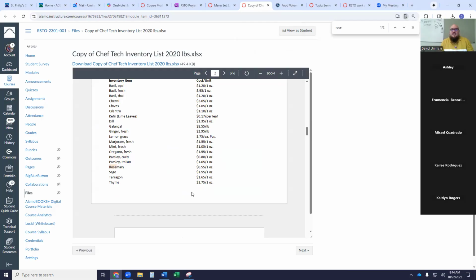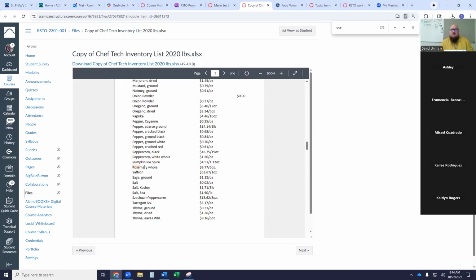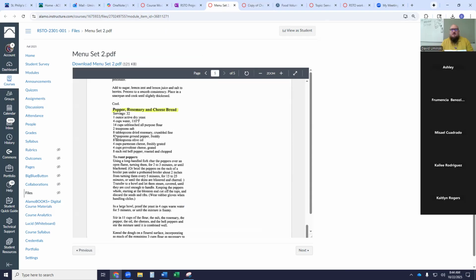So this I think is an opportunity. This is a great example. Rosemary right here is 55 cents per ounce, but it is also right here, rosemary whole at 8.77 per 6 ounces. Okay. And so what you want to do is look at our recipe. Our recipe is calling for 8 tablespoons of dried rosemary.